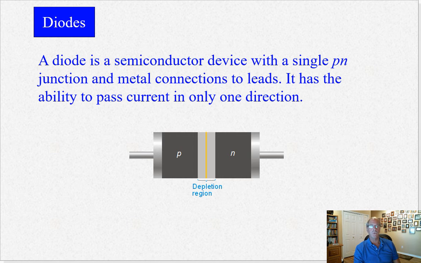If you have water going through a valve, it only passes in one direction. In this case, it's electrical current. Current can only pass in one direction, and we'll see why and how that works.